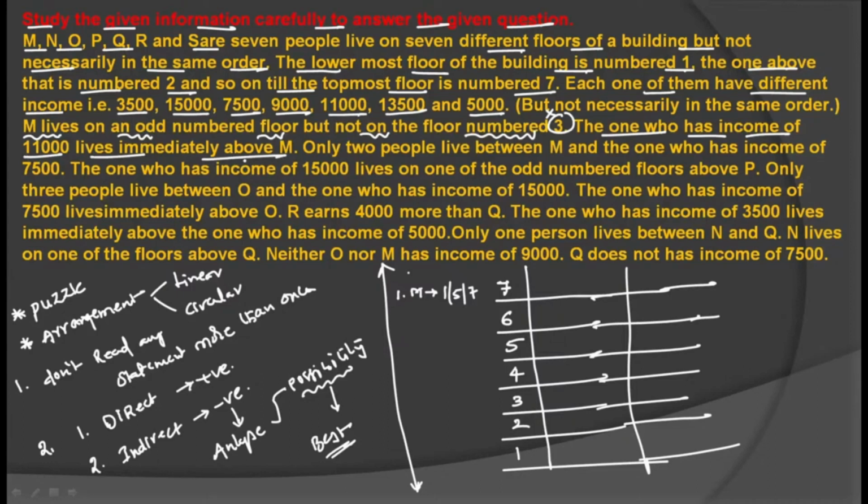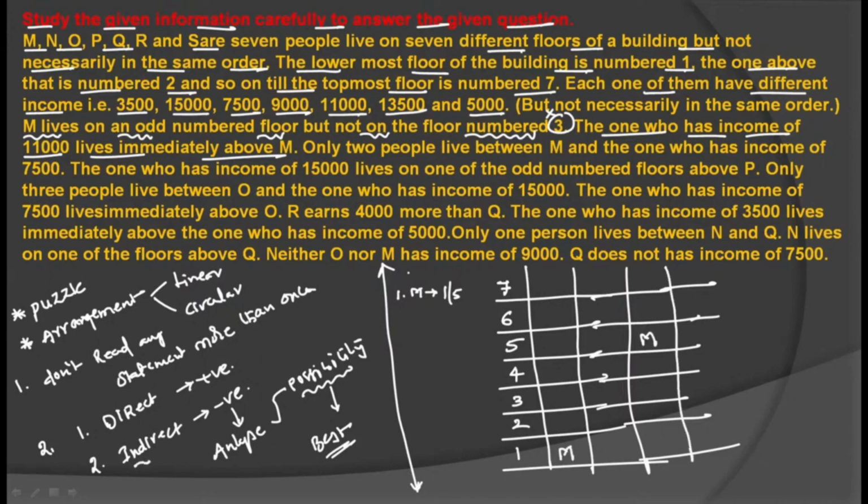There is one person whose income is 11,000 rupees who lives immediately above M. Guys, there is no chance M is living on the 7th floor. If I place M on the 7th floor, we can't place the person who has 11,000 rupees. That's why there are two chances. I am taking two possibilities now: M lives either on the first floor or on the fifth floor. So there are two possibilities.